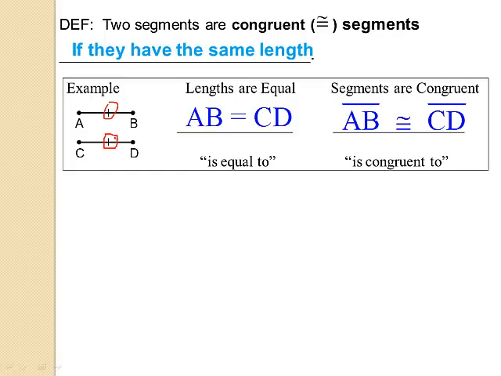And the main thing to decipher is that lengths are going to be equal. So for example, in this case, AB's length is equal to CD's length. But the segments themselves are going to be congruent. And it's a notation thing that you have to keep straight. So for example, AB's segment is congruent, with this symbol here, to CD's segment.